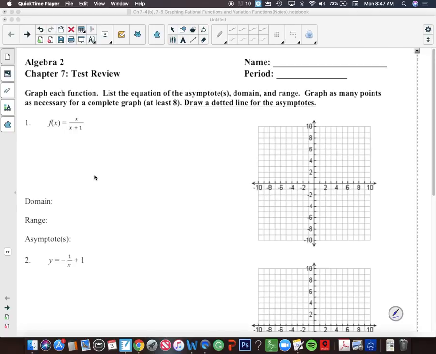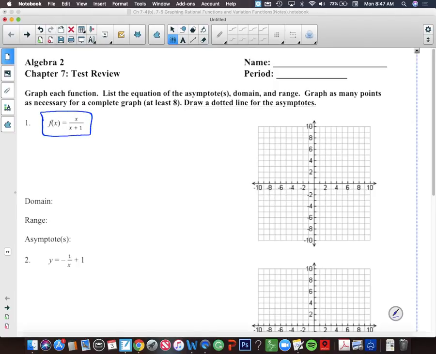So starting out with the first one, we have this rational expression here, it's a rational function, and we're graphing it. So we want to have all this information up here, so make sure you're reading directions. We've got an asymptote, domain, and range. We've got to graph as many points as we need. We did 8 in class, so that's kind of what I want to see. And we also have to draw the asymptote, okay?